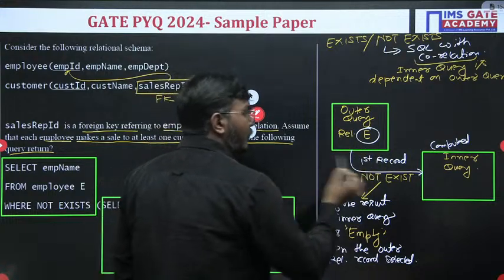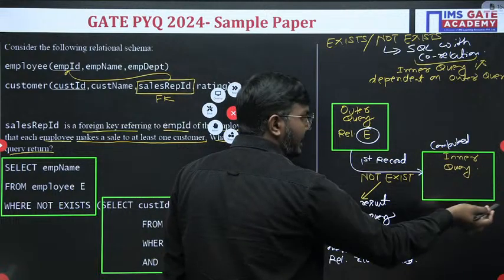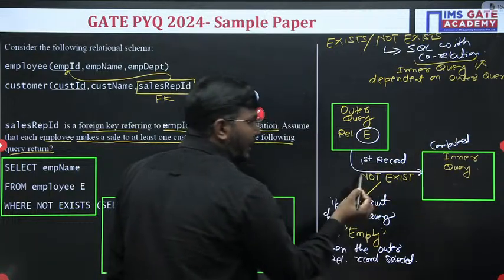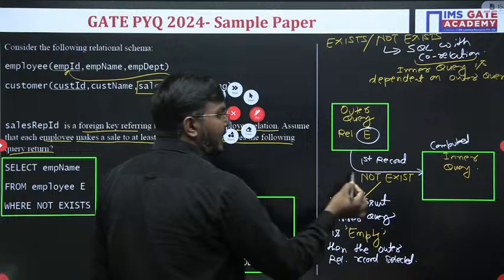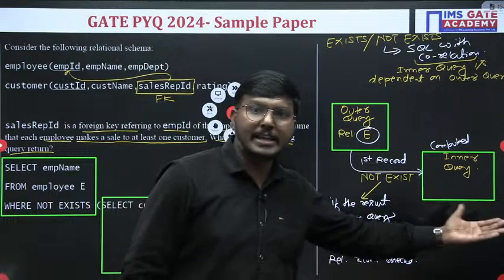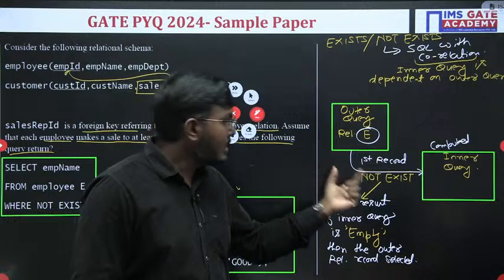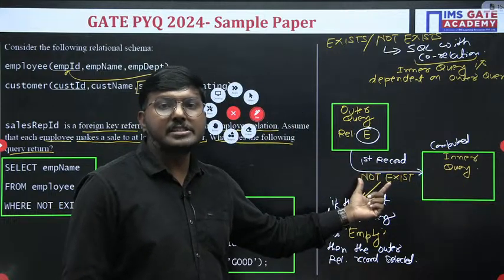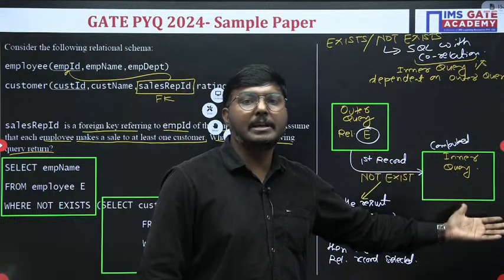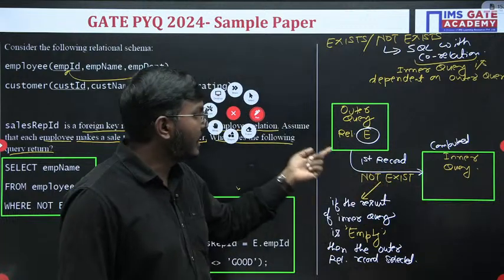But for the record, if the inner query result is not empty, meaning having some records in the result of the inner query, then NOT EXISTS returns false, and the respective record of the outer relation will be rejected. Understood? If the result of the inner query is empty, then the record will be selected. Why? Because if it is empty, then NOT EXISTS returns true. True means the respective record is selected. But if the inner query result is not empty, having some records, then NOT EXISTS returns false. False means the respective record will be rejected.